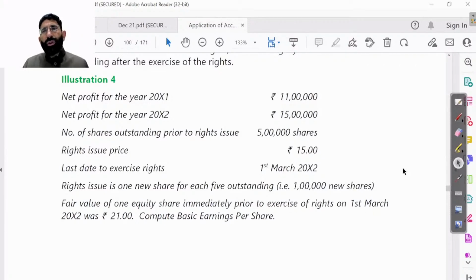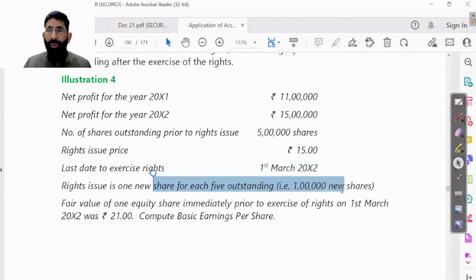So NP is 11 lakh last year, current year it is 15 lakh, 5 lakh equity shares outstanding prior to the rights issue. The rights issue is made at rupees 15. Last date to exercise the right is 1st March. One new share for each 5 shares outstanding. That means against 5 lakh shares, you have to issue one for every 5. That is 1 lakh.